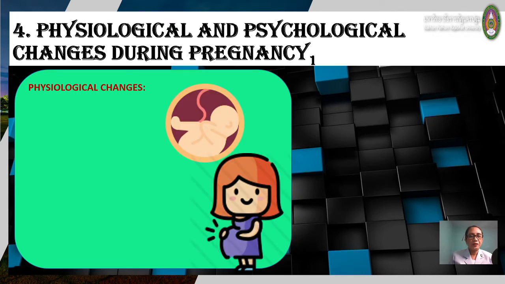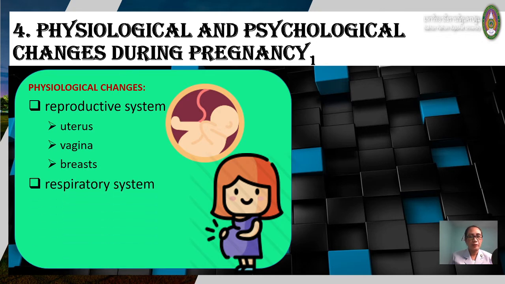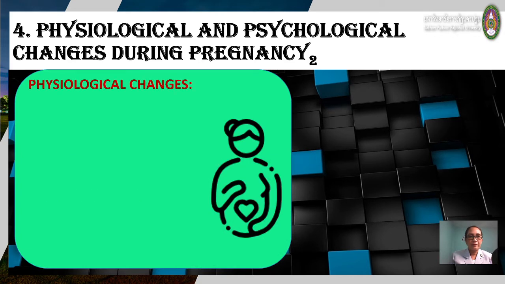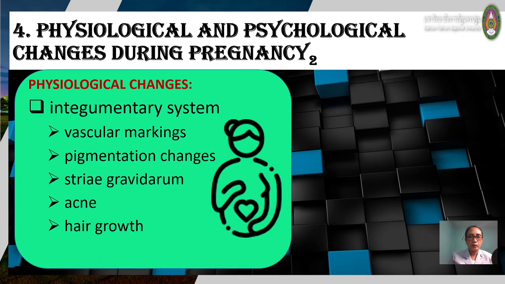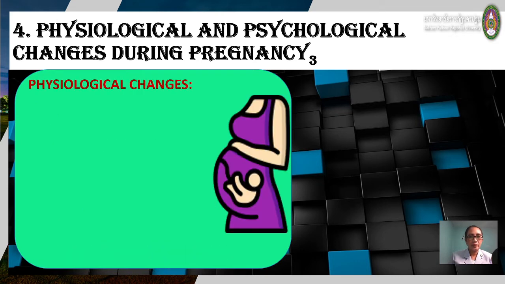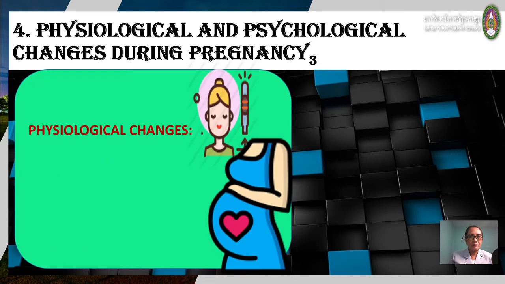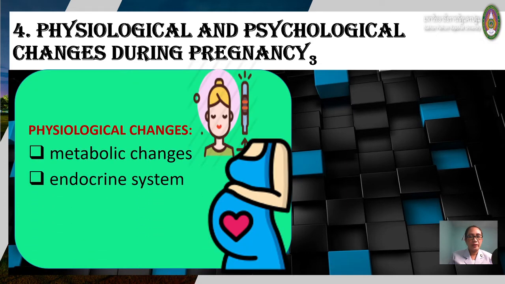For the physiological changes, this includes the reproductive system changes, respiratory, cardiovascular, gastrointestinal tract, and the urinary system. For the integumentary system as well, there are certain changes due to hormonal changes, as well as in the musculoskeletal system. Integumentary system, so pay attention. There are some changes. There are also metabolic changes in the brain.